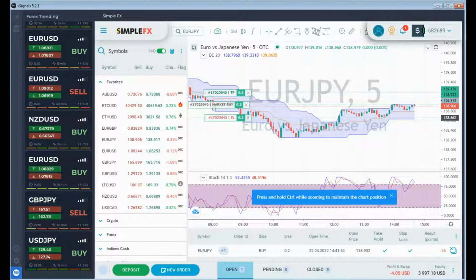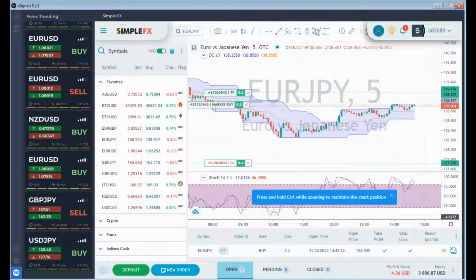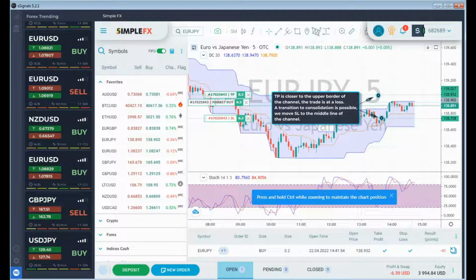Stop loss is not changed, although there is already a loss. The loss is growing, so in order to reduce the final losses, we adjust the stop loss along the middle line of the Donchian channel.